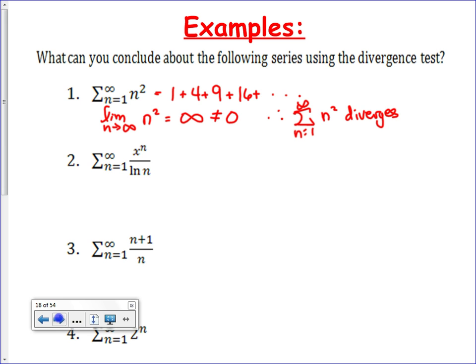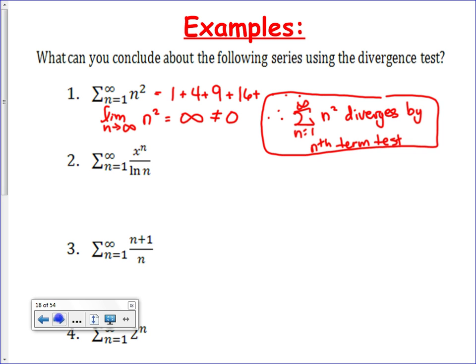You see why? Does that make sense? The nth term test, or divergence test. The nth term is easier because we think diverges, converges in lots of the tests. So nth term test diverges. Why? Not 0. How about this one?